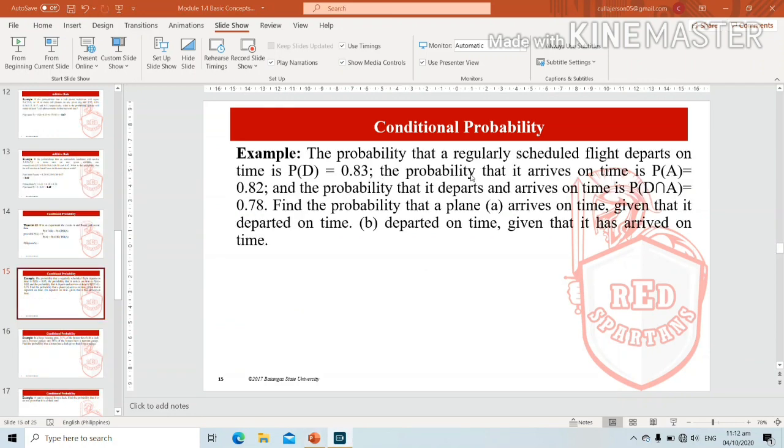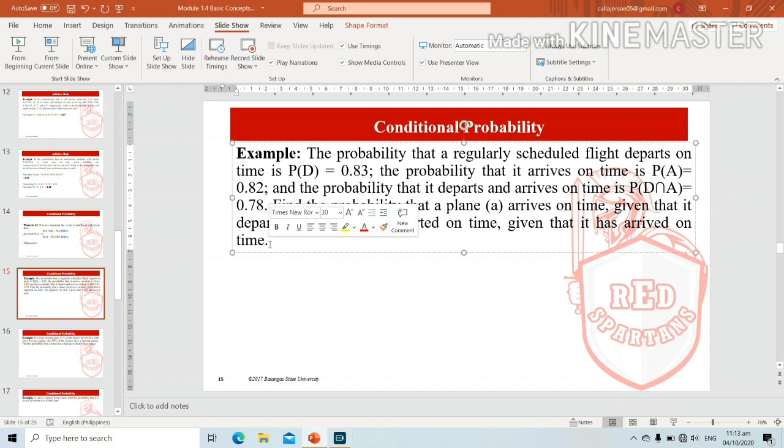The probability that a regularly scheduled flight departs on time is 0.83. Then the probability that it arrives on time is 0.82. And the probability that it departs and arrives on time, yung intersection niya, is 0.78. So find the probability that a plane arrives on time given that it departed on time. Dun muna tayo sa letter A.